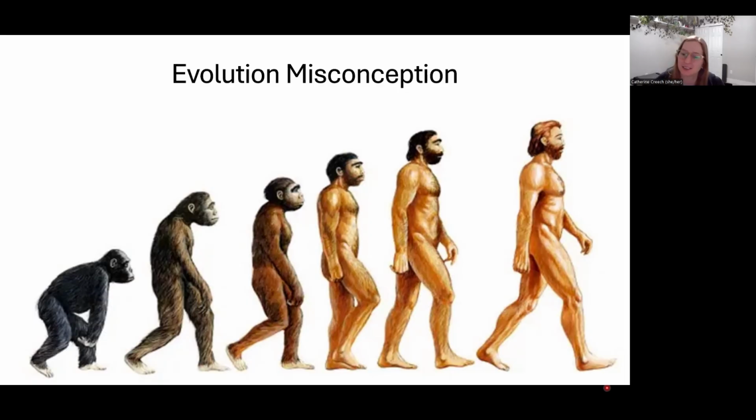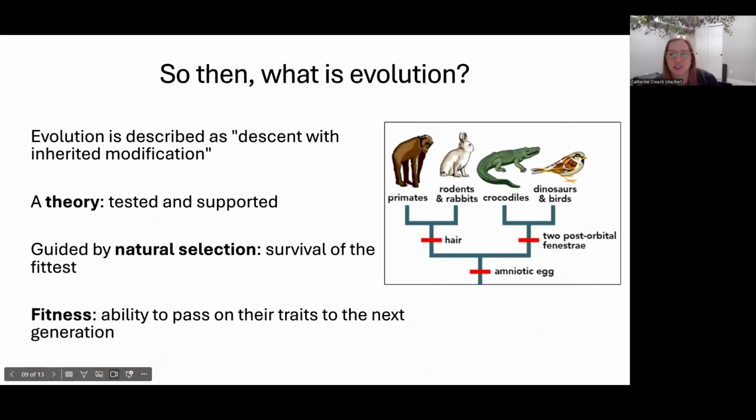So then what is evolution? Evolution is just descent with inherited modification. What does that mean? It means that you don't have the same genes exactly as your parents. So you're different than your parents. My cats are different than their parents. These plants behind me are different than their parents. And every generation, there's going to be continual differences. And in life, some of those differences will be beneficial and some won't. So that's inherited modification. It's a theory because it's been well tested and supported.